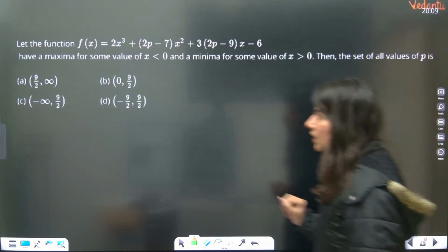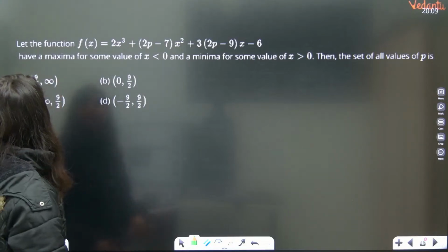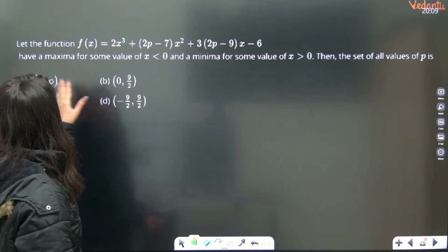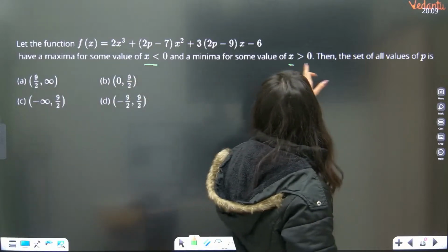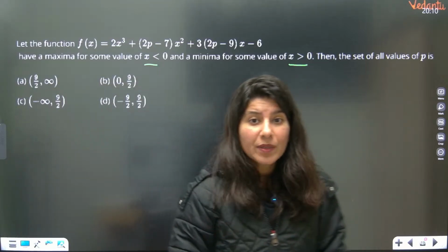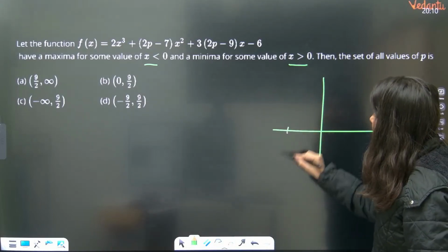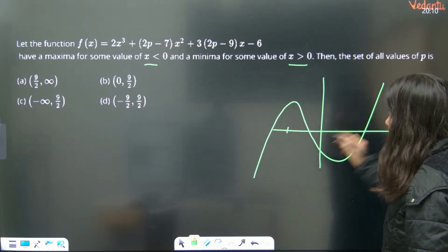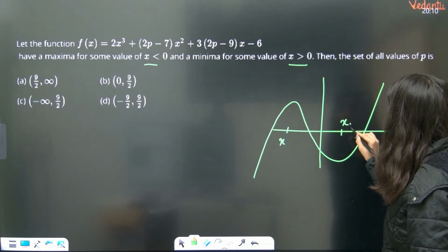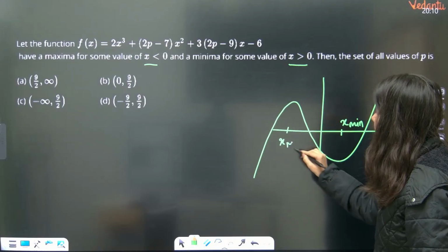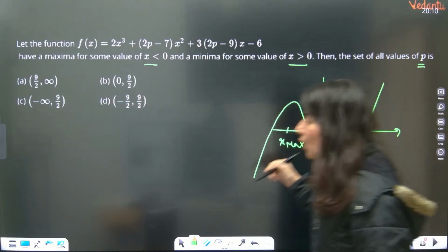Now we are having another question which is based on maxima and minima, application of derivatives. It says let the function f of x be given, have a maxima for a negative value of x and minima for a positive value of x. Now understand, this is a cubic equation. So if I try to plot the graph, maxima for a negative x means this is how the graph will look. This is your point of maxima and this is your point of minima. That's what they are saying. Then the set of all values of p is what?